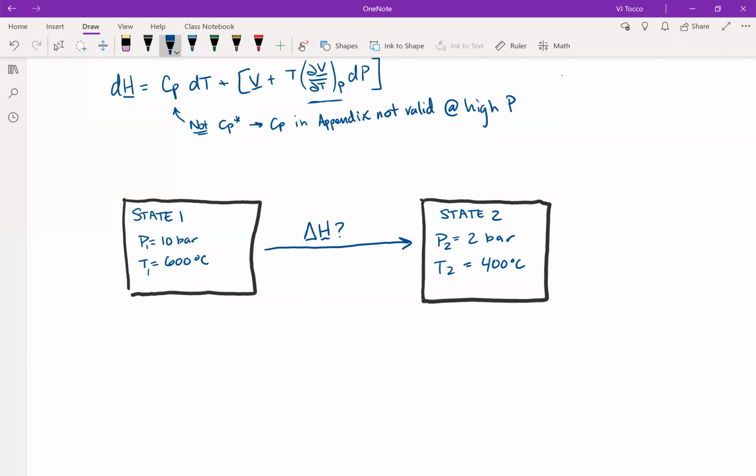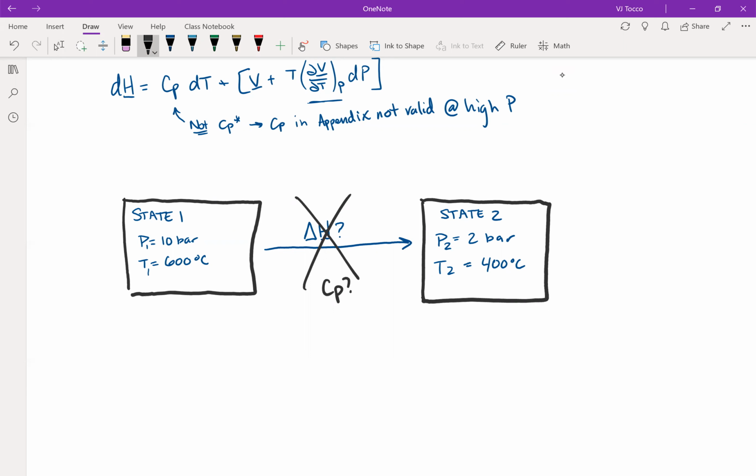Let's take a few steps back and just try to think about what we're trying to do. We're trying to calculate the change in enthalpy as we go from state 1, which is 10 bar, 600 C, to state 2, which is 2 bar, 400 C. We just tried to calculate it directly, and we ran into a roadblock. So this path doesn't work because it requires us to know what Cp is. And we don't necessarily know what Cp is if we can't assume it's an ideal gas.